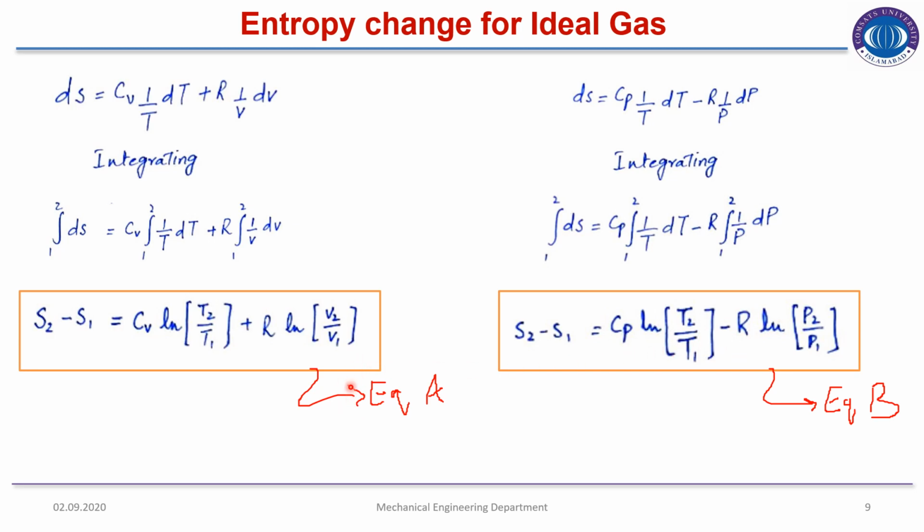We will also derive another expression, or third equation, for the change of entropy for ideal gas, in which we will find a relation that does not contain temperature. So the third expression that will be calculated in the upcoming slide will eventually have volume and pressure terms.